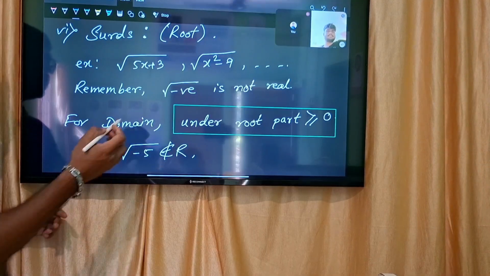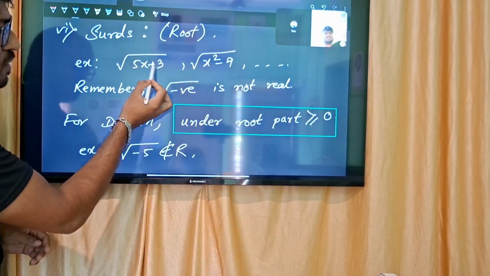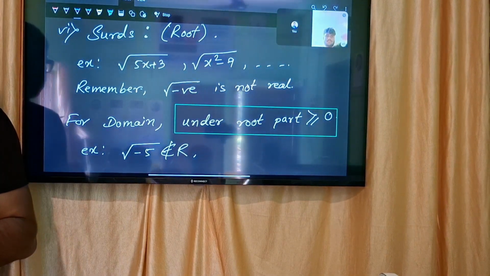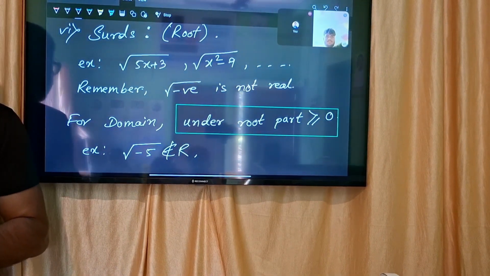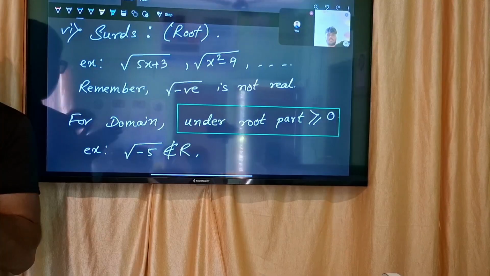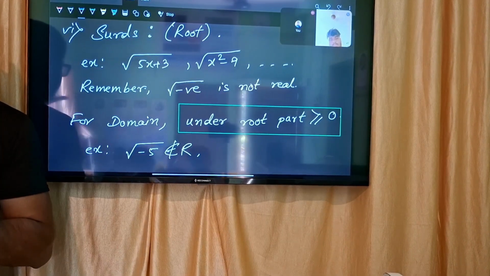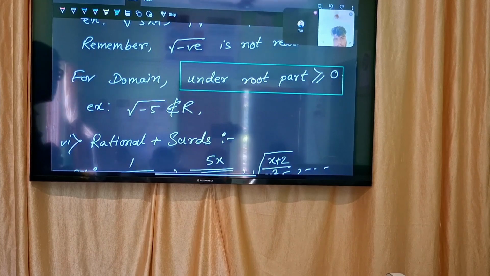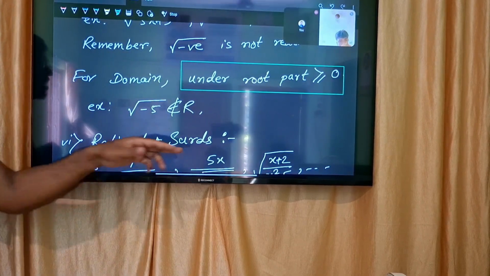So for this one, 5x plus 3 should be greater than or equal to 0. So 5x plus 3 greater than or equal to 0 means x greater than or equal to minus 3 by 5. So x greater than or equal to minus 3 by 5, this whole range will be the domain. Okay?